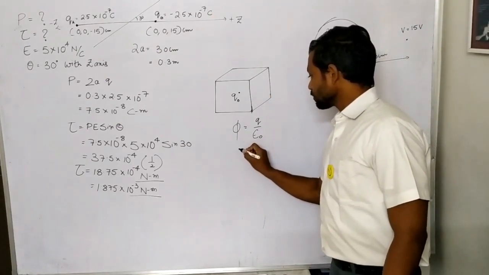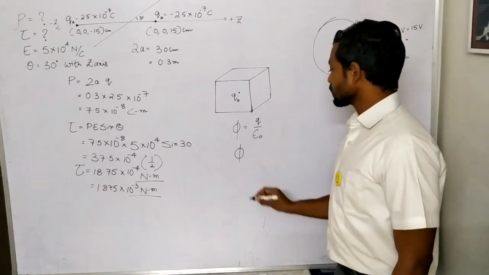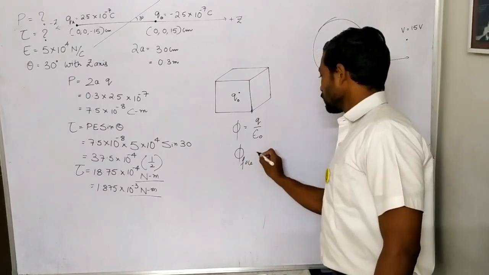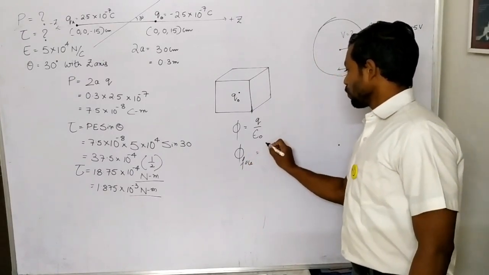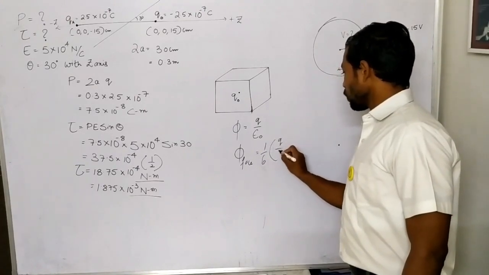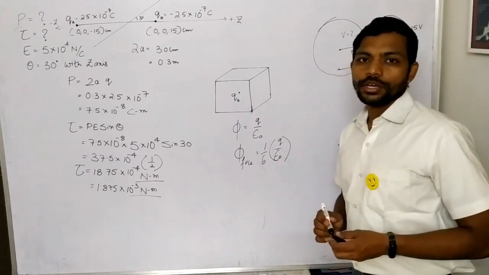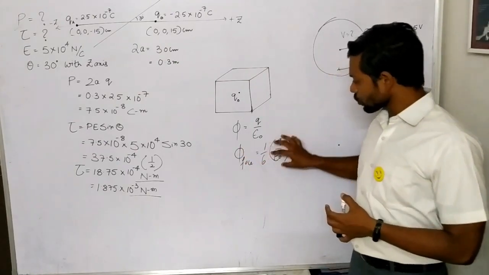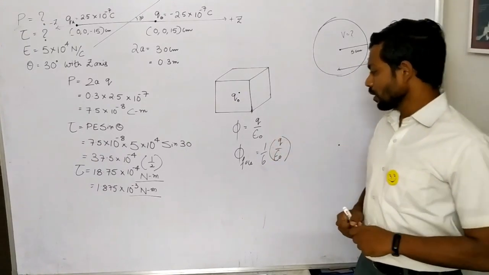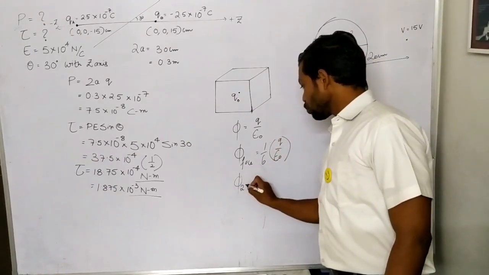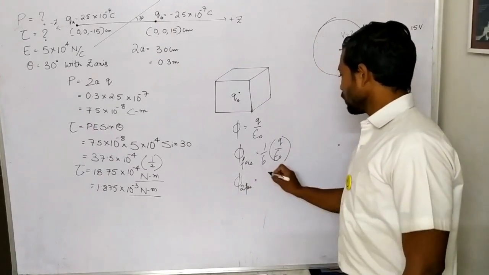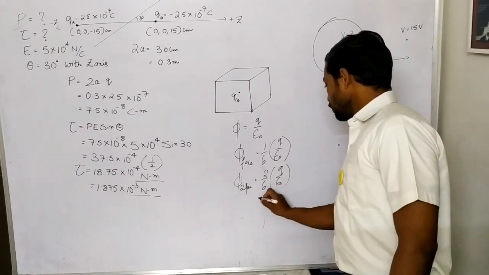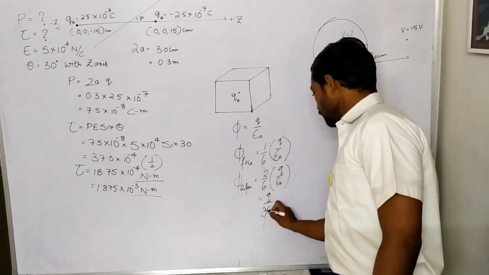So what I would do is, the flux emanating from one face is nothing but 1 by 6 times Q by epsilon naught. Let me tell you that a cube has 6 faces. Flux emanating from each face will be 1 by 6 of the total flux, that is Q by epsilon naught. Then flux from two faces, two opposite faces, will be 2 by 6 Q by epsilon naught. So it is Q by 3 epsilon naught.